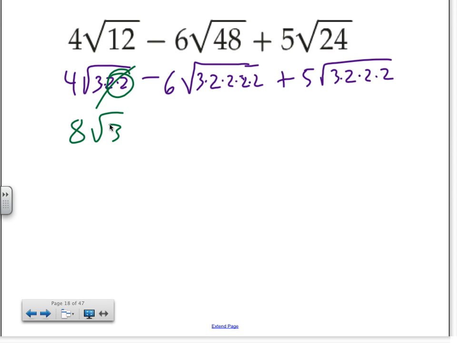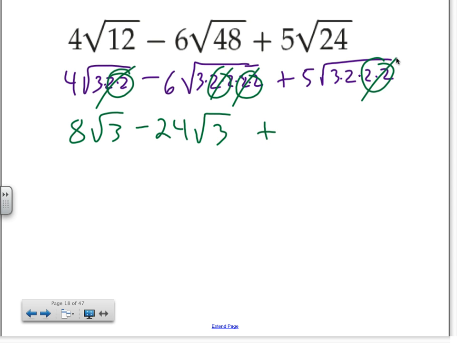Next one. How many pairs? 2 pairs. So that means outside I have 24. Bringing out 4, and then 6 times 4 is 24. Root 3 inside. Last one. 1 pair. So I have what outside? 10. Root 6.